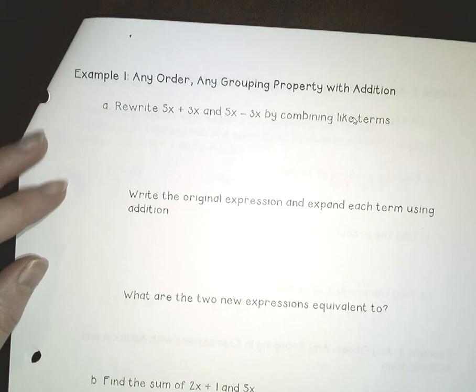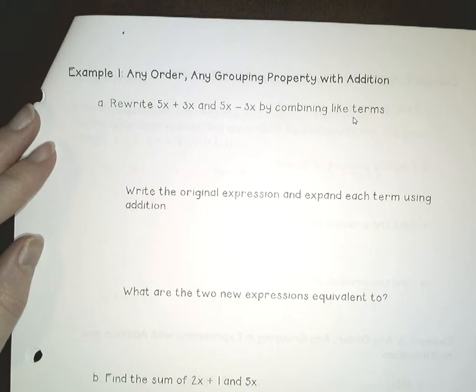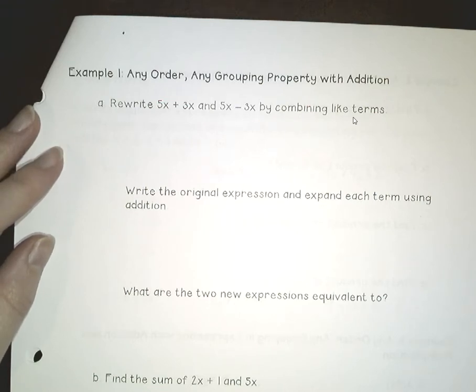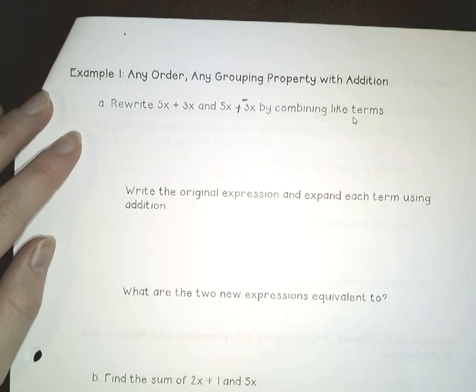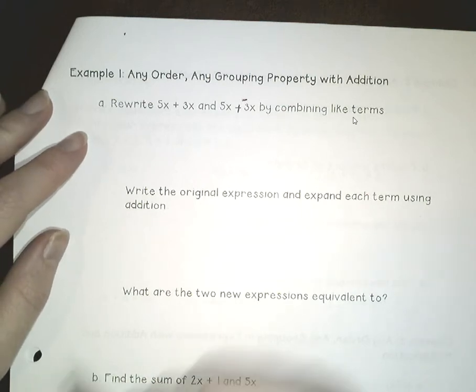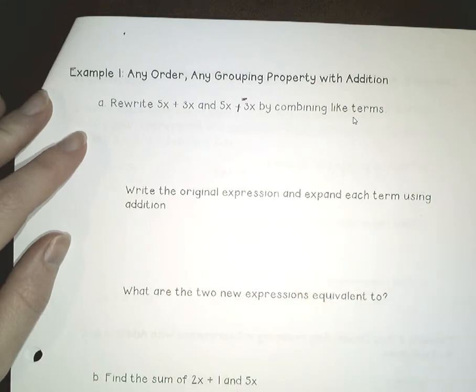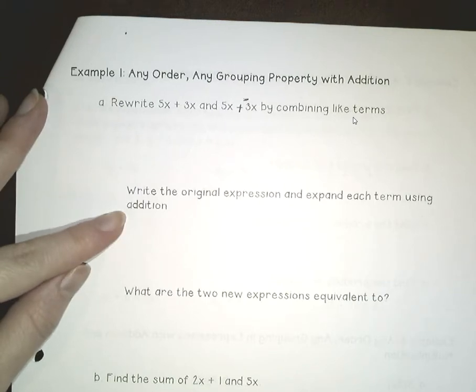So we know how to combine terms now, right? When they're like terms. Now let's talk about the any order, any grouping property of addition. In part A, we write 5x plus 3x and 5x minus 3x by combining like terms. So first of all, I need to change my subtraction into addition of the opposite. All the time. So 5x plus 3x, how can I rewrite it by combining like terms? And 5x plus negative 3x. So I'm going to start with writing the original expression and expand each term using addition.